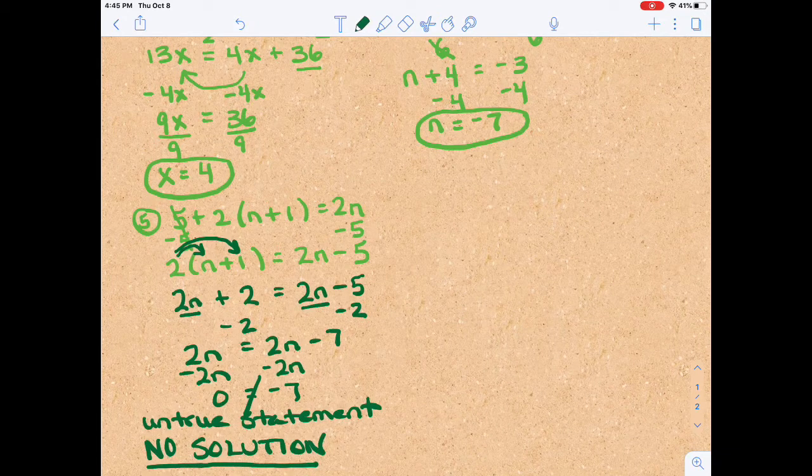Right? Number 6 there, if you work it out for yourself, has no solution also. So you should try it and see what happens. I'm going to move on to number 7 because it's another weird one.